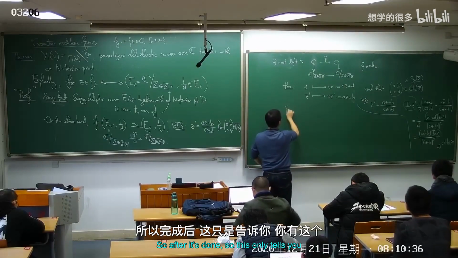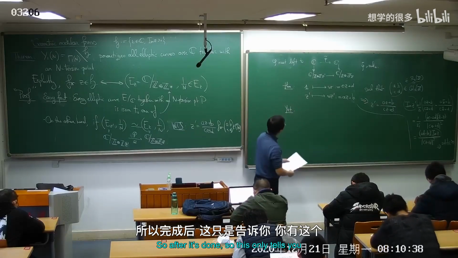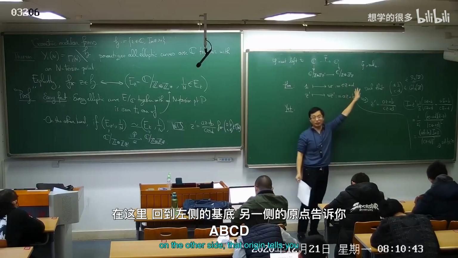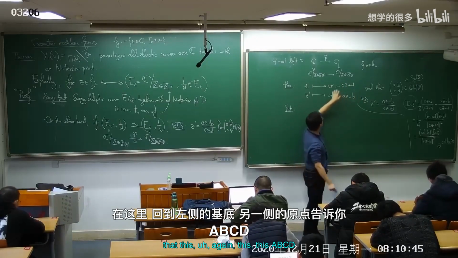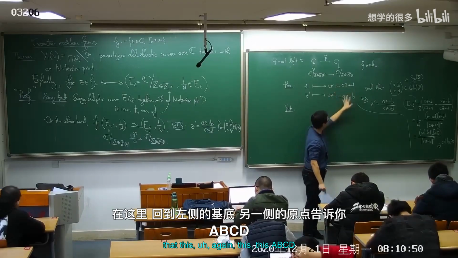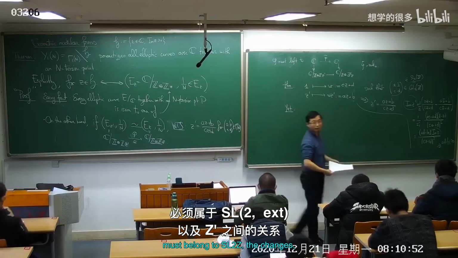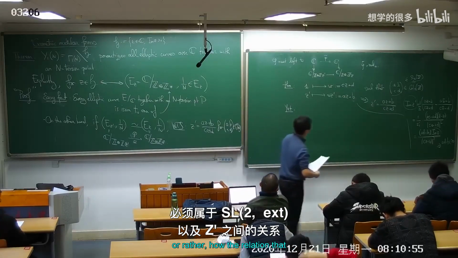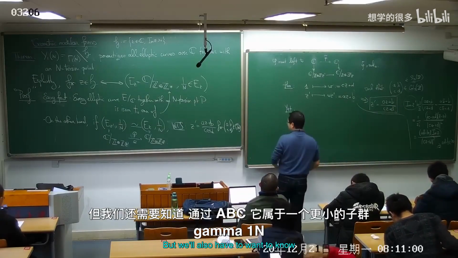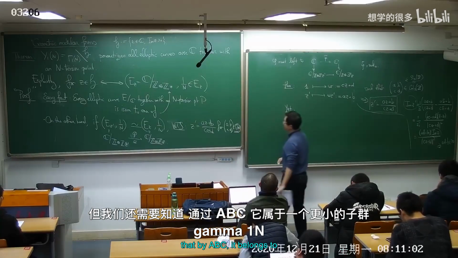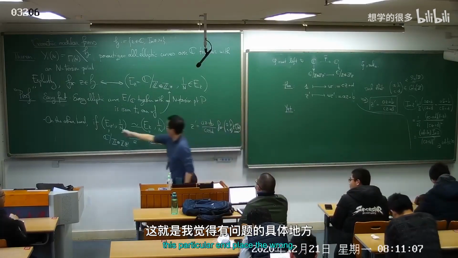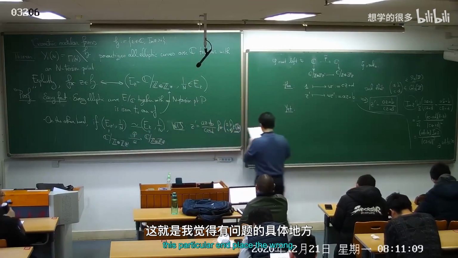So after it's done, this only tells you that you have this lattice, you have the basis of the lattice over here mapping to the basis of the lattice on the other side. That already tells you that this ABCD must belong to SL2Z, the change of basis, or rather the relation between Z prime and Z satisfies this condition. But we also want to know that my ABCD belongs to a smaller subgroup, gamma 1n. So that's where this particular n torsion point plays a role.